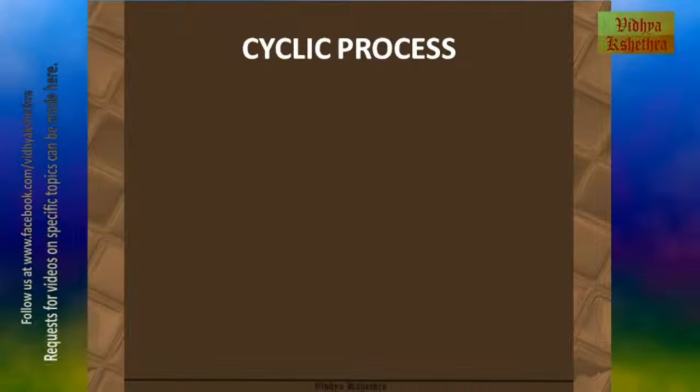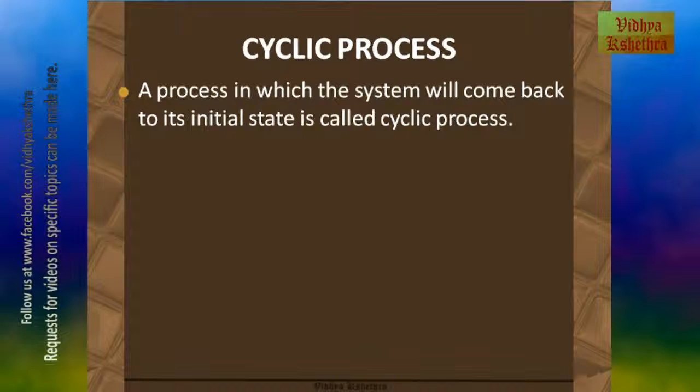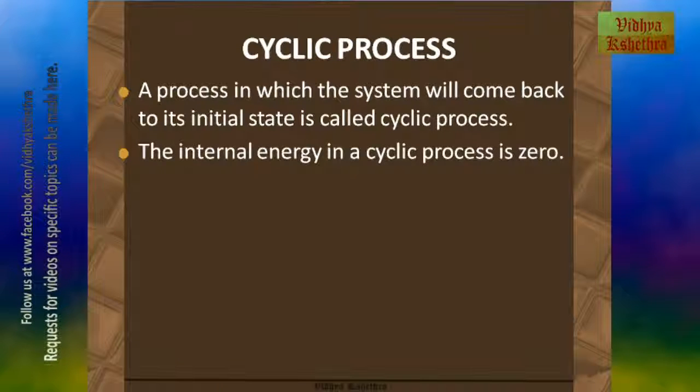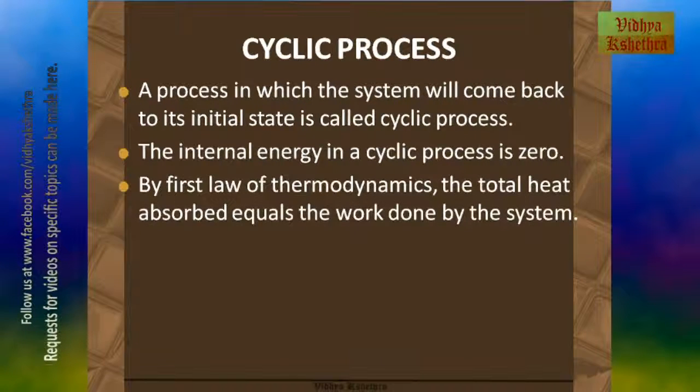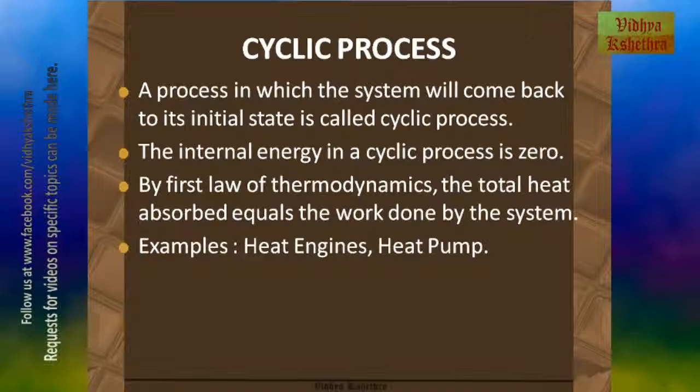Now cyclic process. A process in which the system comes back to its initial state is called a cyclic process. In the case of a cyclic process, the resultant change in internal energy is 0. By the first law of thermodynamics, the total heat absorbed equals the work done by the system. Examples in which this cyclic process takes place are heat engines and heat pumps.